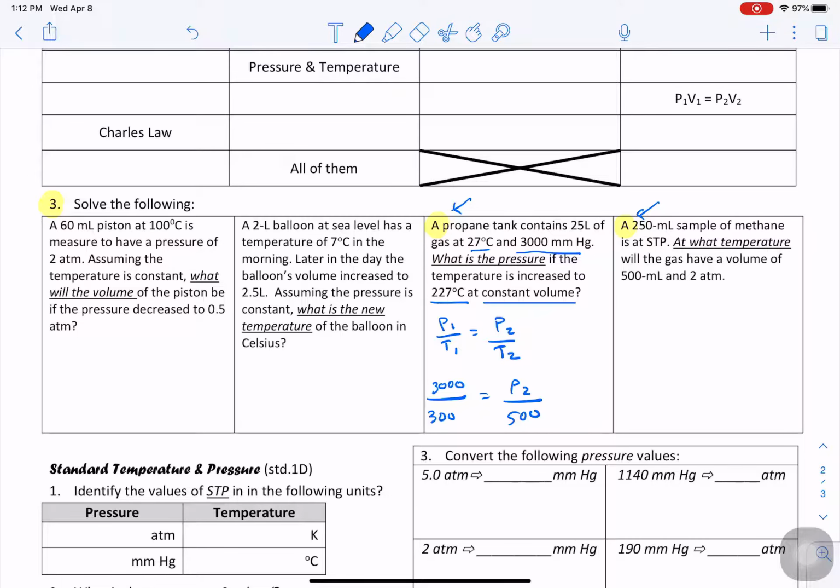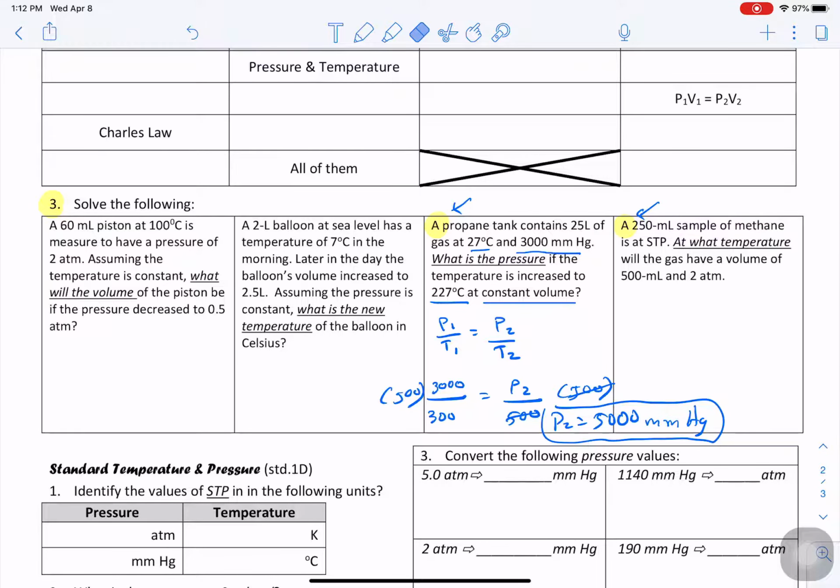Now in order to solve, the best way to go about this is just to simplify this side. Do 3,000 divided by 300, and then multiply by 500. P2 comes out to be 5,000 millimeters. Oops, it's supposed to be millimeters of mercury. There you go. So not too bad, right?